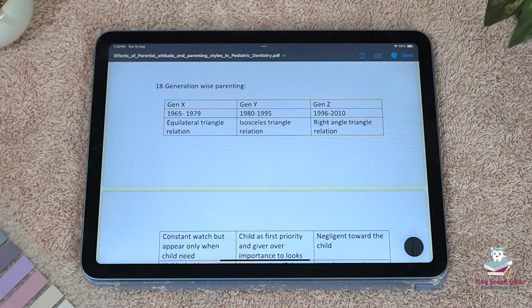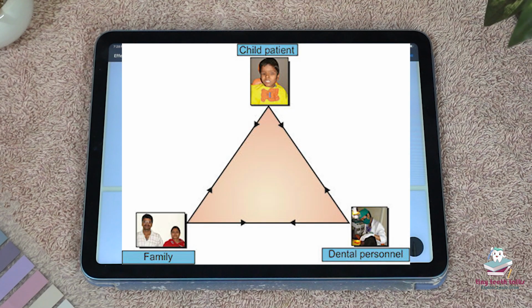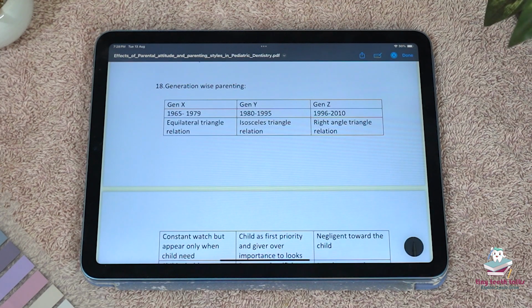Now we know that the parenting style changes the pedodontic triangle. So the Gen X parents have an equilateral triangle relationship. There is equal communication between the parents and the dentist and the child and the dentist. In Gen Y, an isosceles triangle relationship. So there is more communication between the parent and the dentist and little or no communication between the child and the dentist. And in Gen Z, a right angle triangle relationship. So there is no or little communication between the parent and the dentist and more communication between the child and the dentist.